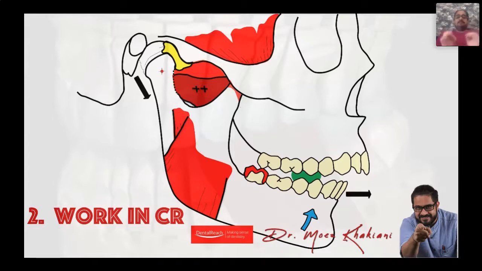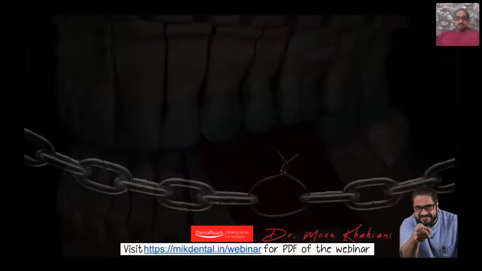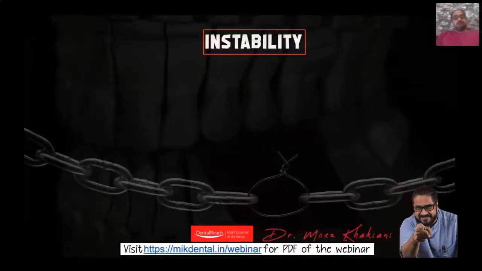This happens in MIP. The key is to understand that in MIP, there is instability. MIP is commonly called orthodontic stability, orthopedic, or condylar instability. And when instability steps in, the weakest link in the entire chain gives way.